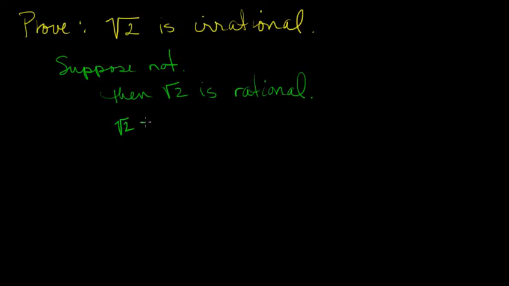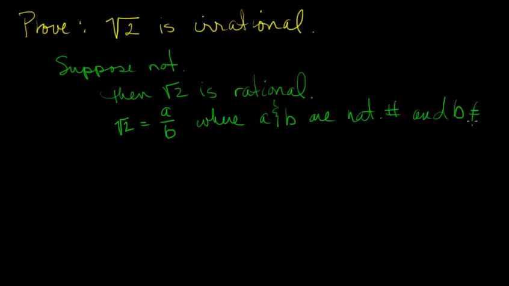It means that the square root of 2 is the quotient of two natural numbers where b is not 0. So we could say the square root of 2 is a over b, where a and b are natural numbers, and b is not 0. That's what it means to be rational. Here is where you have to remember what you've learned before. What does rational mean? It means that the number could be written as the quotient of two integers.